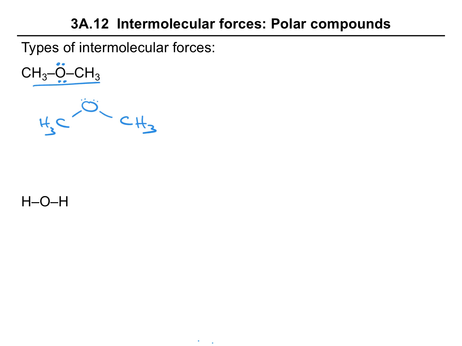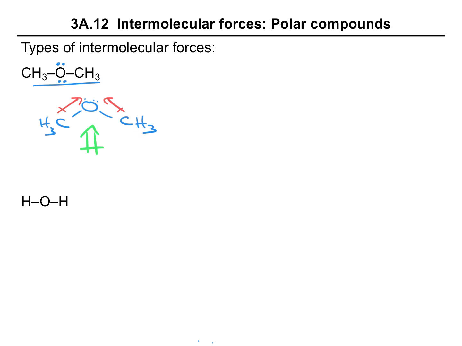But let's think about bond dipoles. We know that oxygen is more electronegative than carbon, so we'll have a bond dipole like this and a bond dipole like this, resulting in a molecular dipole like this. So we can say that dimethyl ether has a molecular dipole, or we could say it has a dipole moment or a permanent dipole.